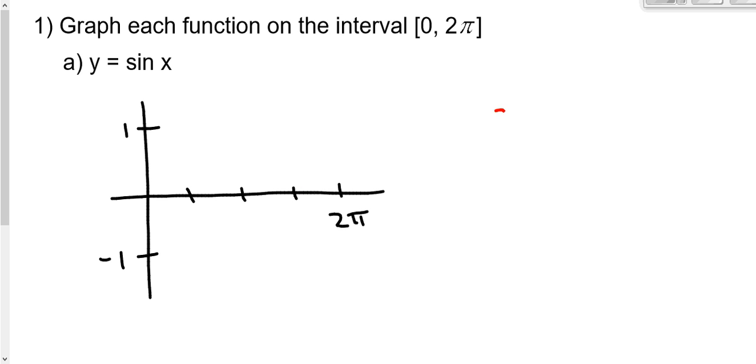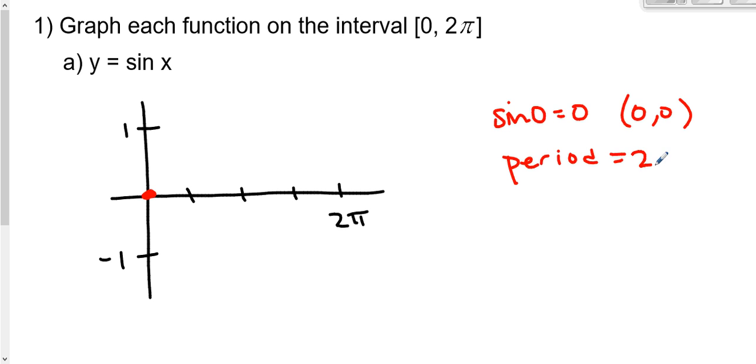And then remember that the sine of 0 is 0. That means your graph's going to go through the point 0, 0, so that's your starting point. And then the period of the graph is 2 pi, which means you're going to go through one complete cycle in a width of 2 pi. So we're going to start at 0, 0, and then we're going to go up to the top, back to the middle, down to the bottom, and back to the middle. And then we're going to connect those points with a smooth curve.